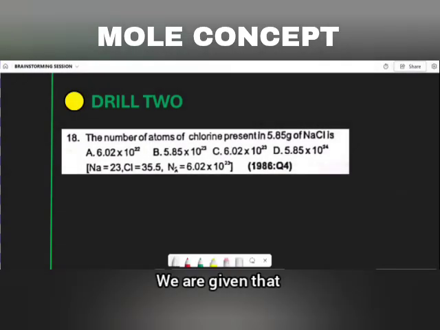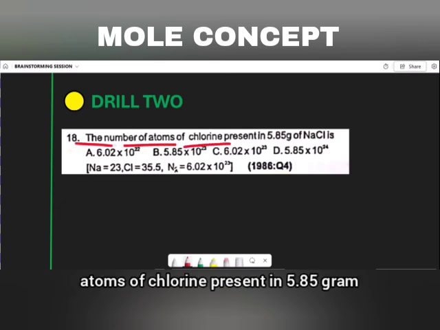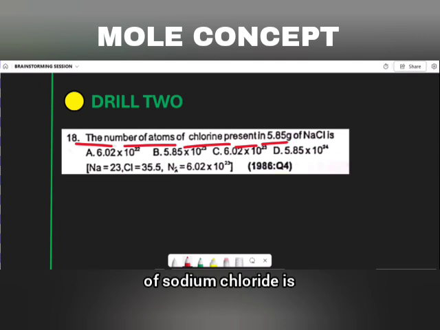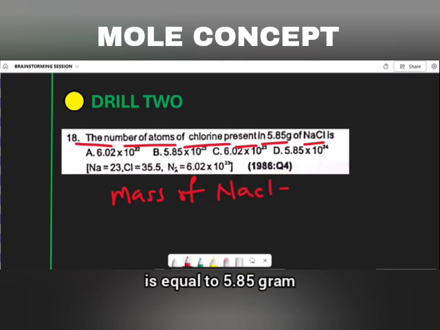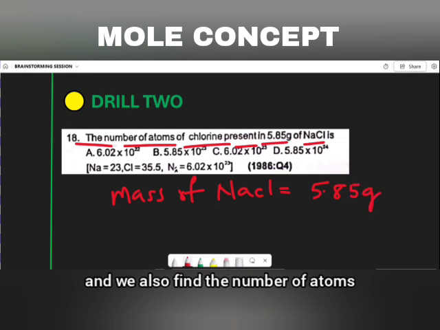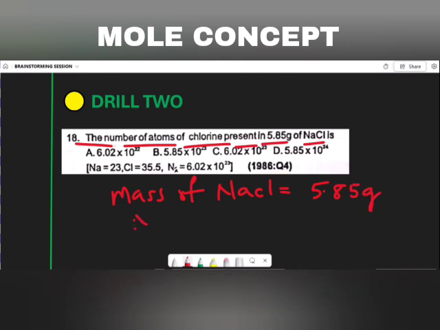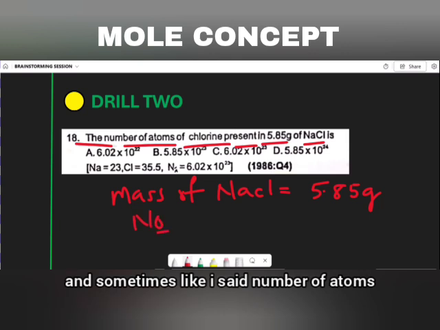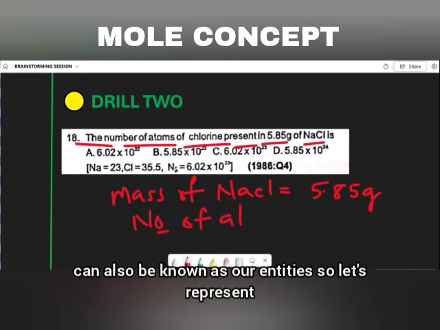We are given that the number of atoms of chlorine present in 5.85 grams of sodium chloride is, so we are given that the mass of NaCl is equal to 5.85 grams, and we have to find the number of atoms. And sometimes, like I said, number of atoms can also be known as our entities. So let's represent that as x.